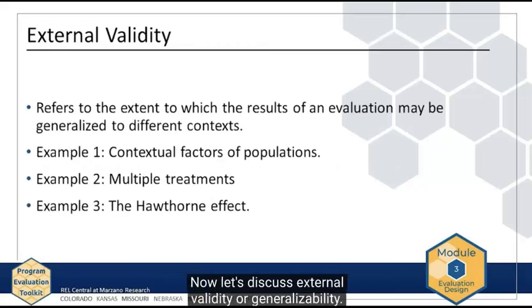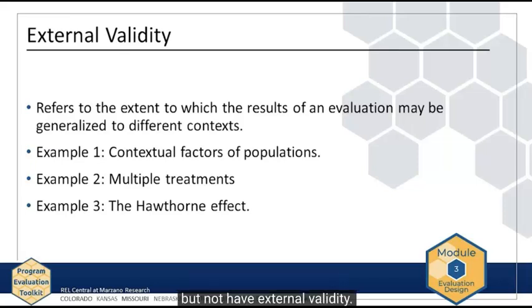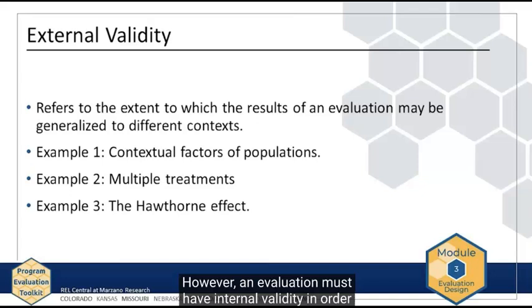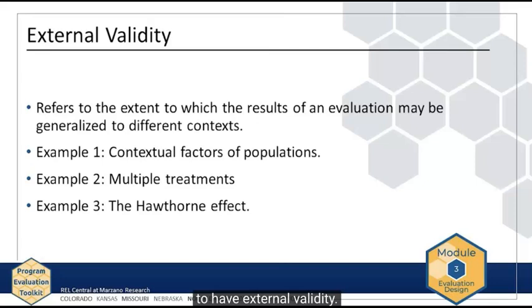Now let's discuss external validity, or generalizability. External validity is the extent to which the results of an evaluation may be generalized to different contexts, such as other populations or organizations. An evaluation can have strong internal validity, but not have external validity. However, an evaluation must have internal validity in order to have external validity.